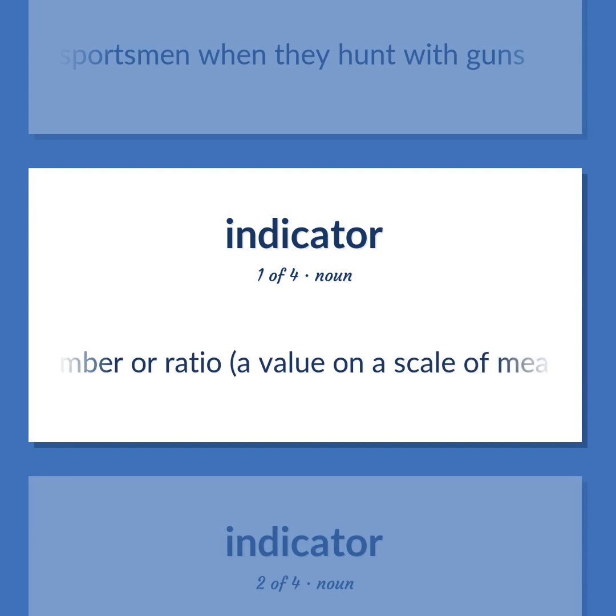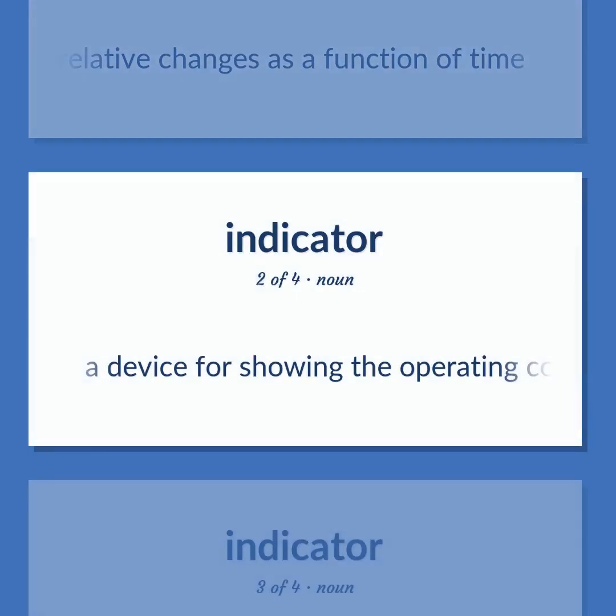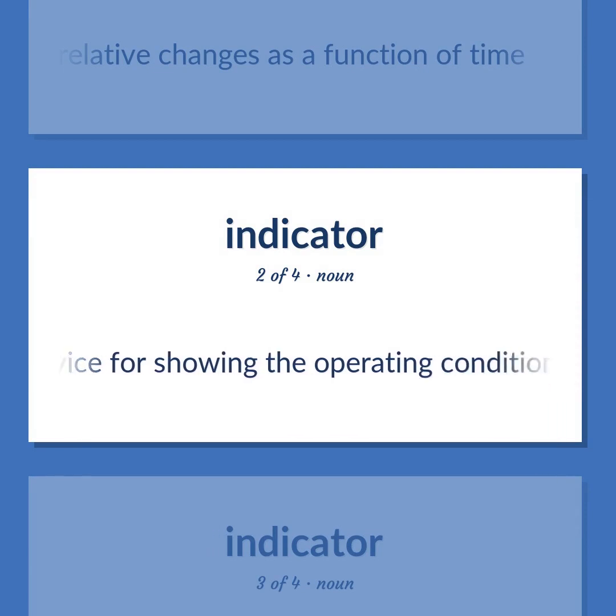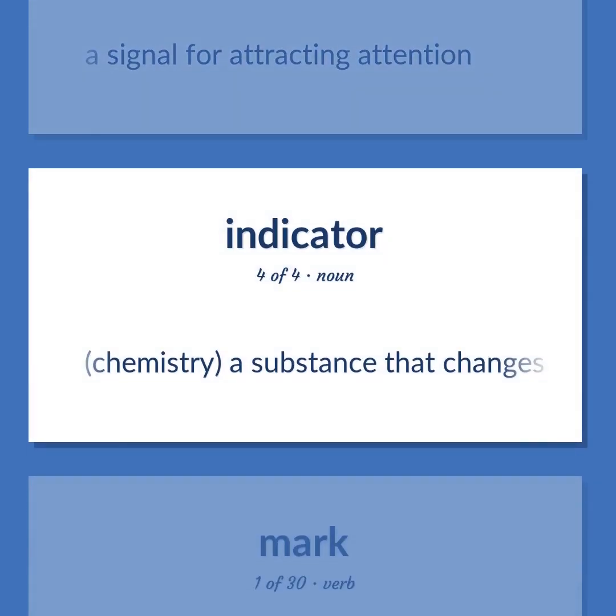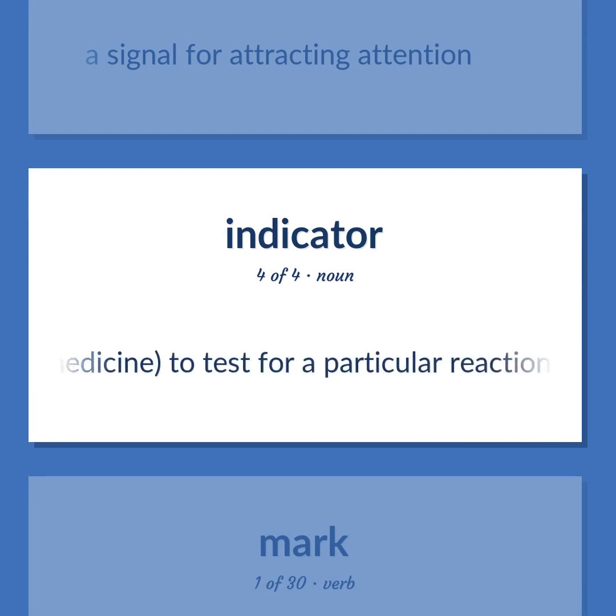A number or ratio, a value on a scale of measurement, derived from a series of observed facts, can reveal relative changes as a function of time. A device for showing the operating condition of some system. A signal for attracting attention. Chemistry, a substance that changes color to indicate the presence of some ion or substance, can be used to indicate the completion of a chemical reaction or, in medicine, to test for a particular reaction.